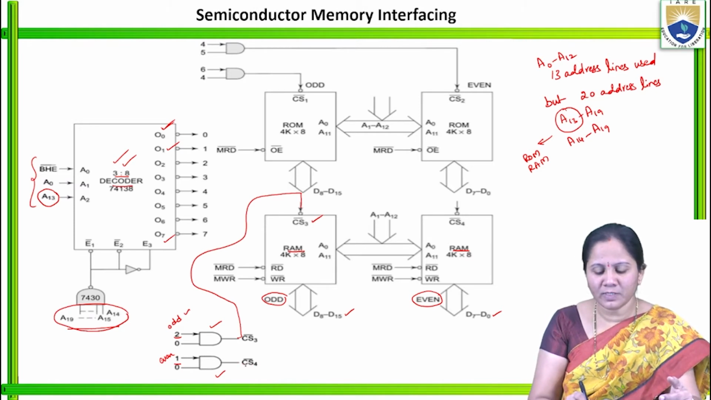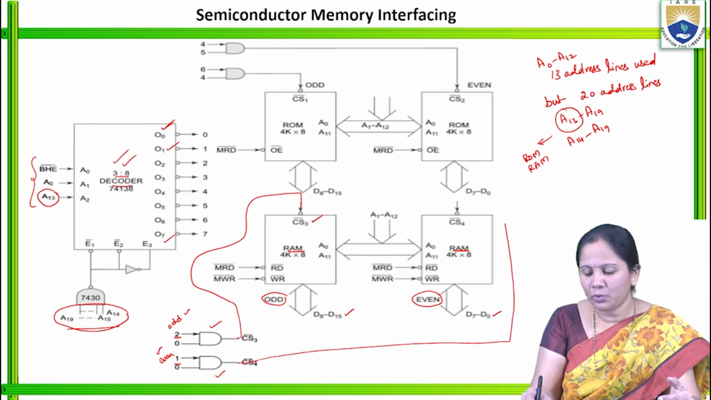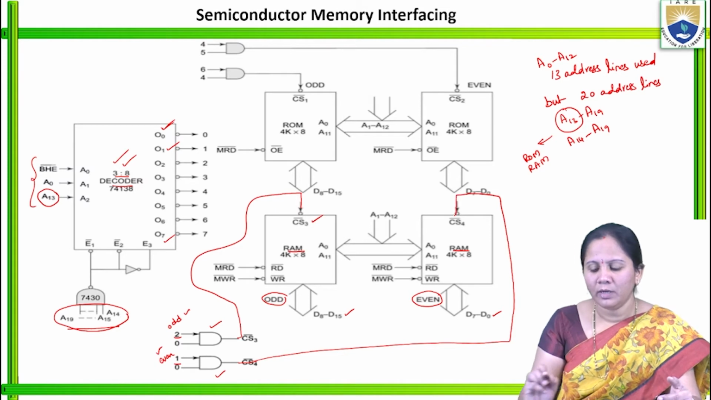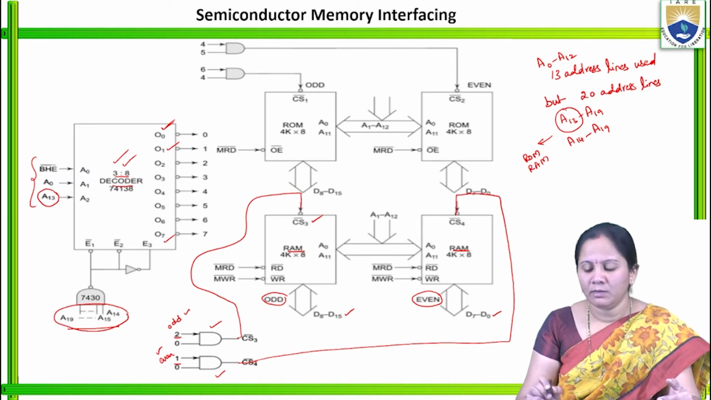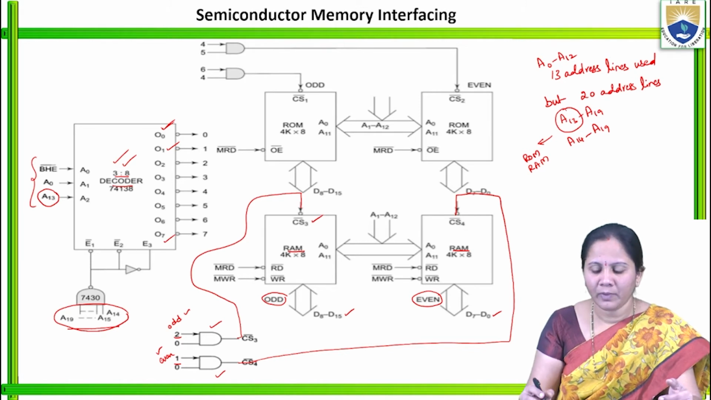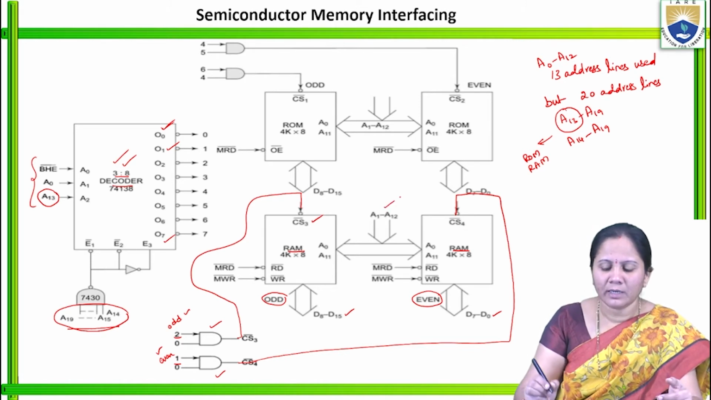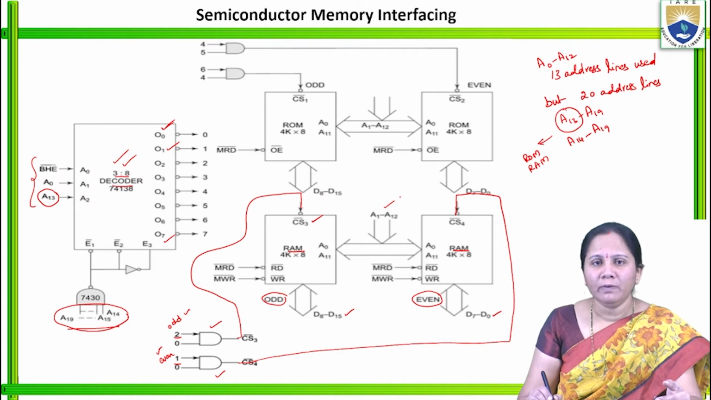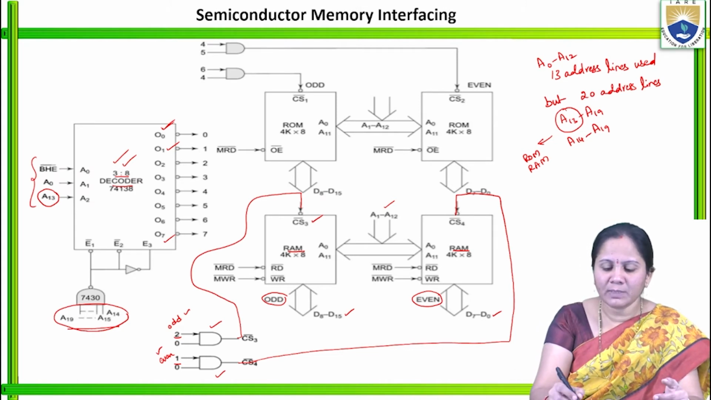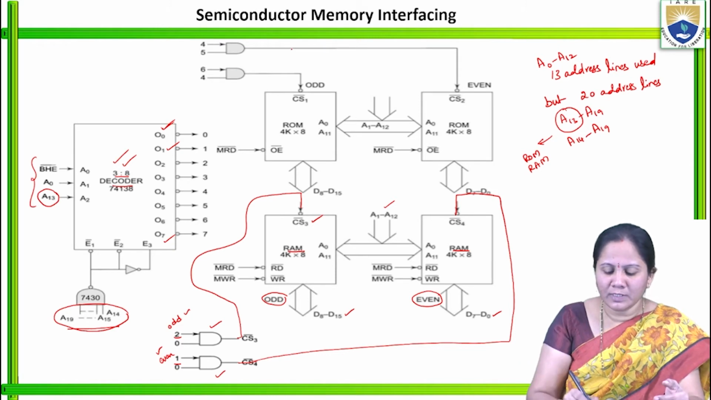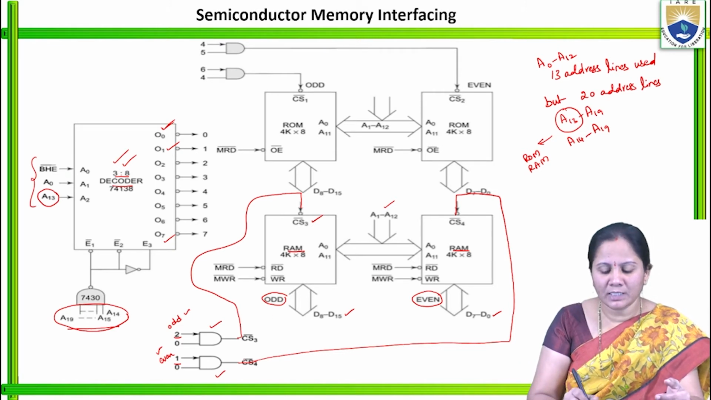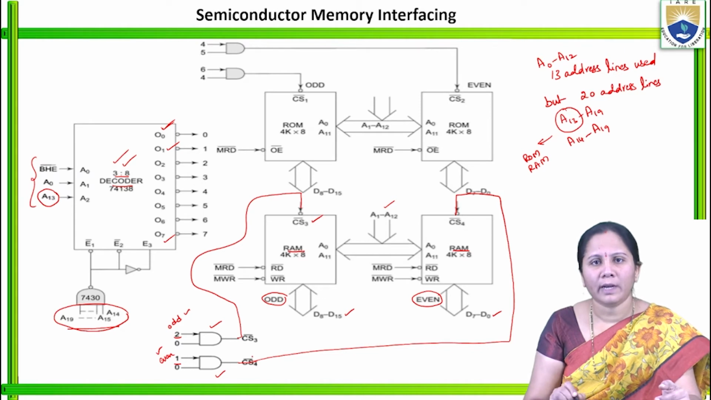And here you can observe CS4 is used in order to select the even. So this even will be connected to the CS4 chip selection logic of this RAM 4K by 8. And we can see here this is up to A12, that is 13 address lines will be used. And similarly here, if you see, these are the ICs related to RAM.